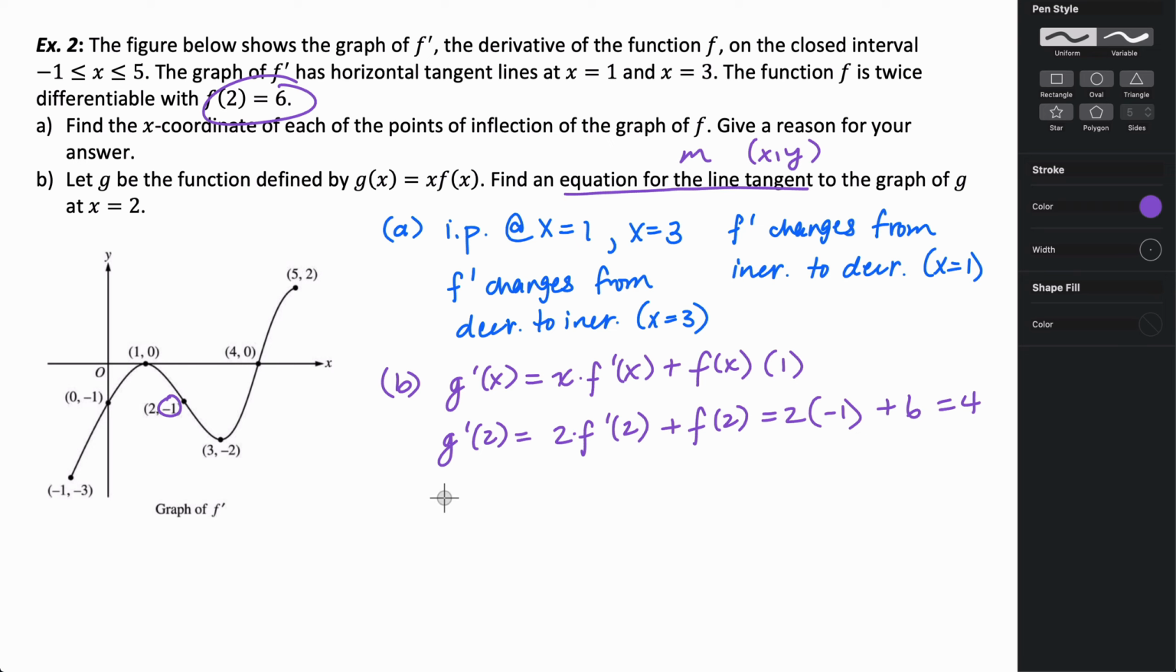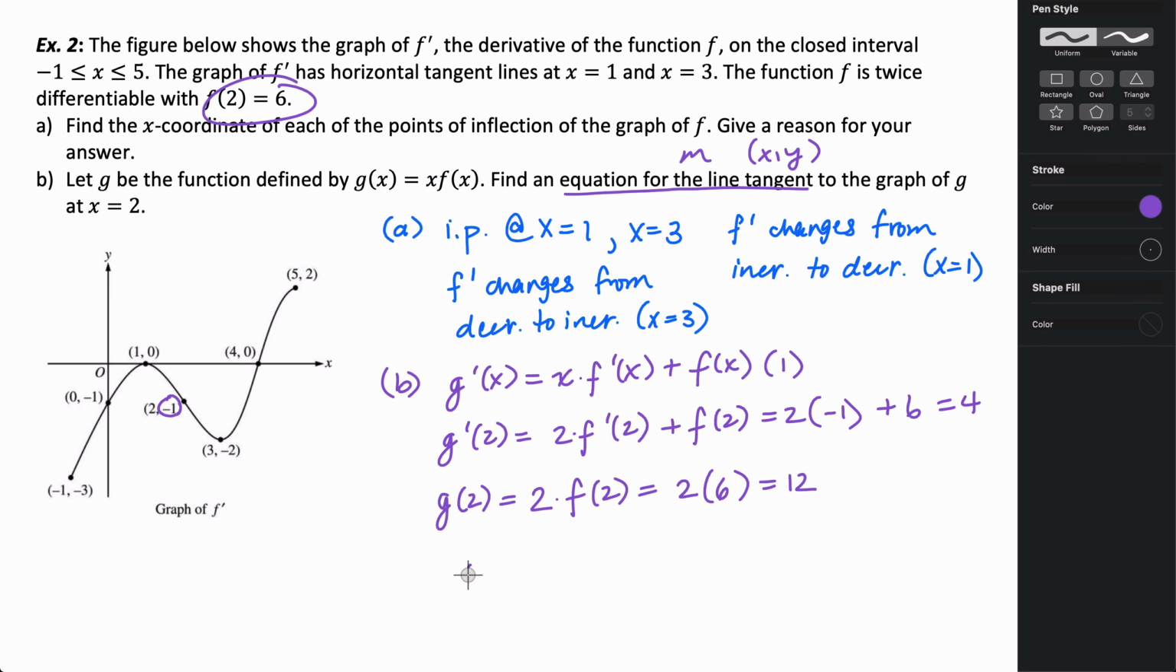And then what is g of 2? G of 2 is going to be, remember, g is just x times f of x. So it's 2 times f of 2. So it's 2 times 6 there. So that's 12. So we have the point (2, 12), and we have a slope of 4.